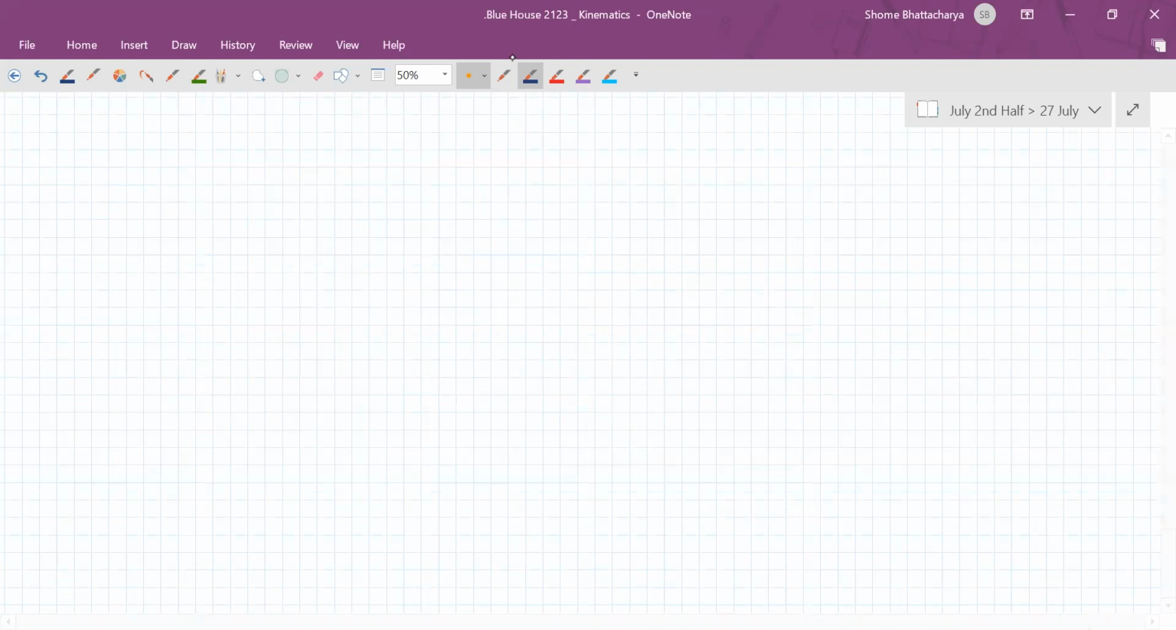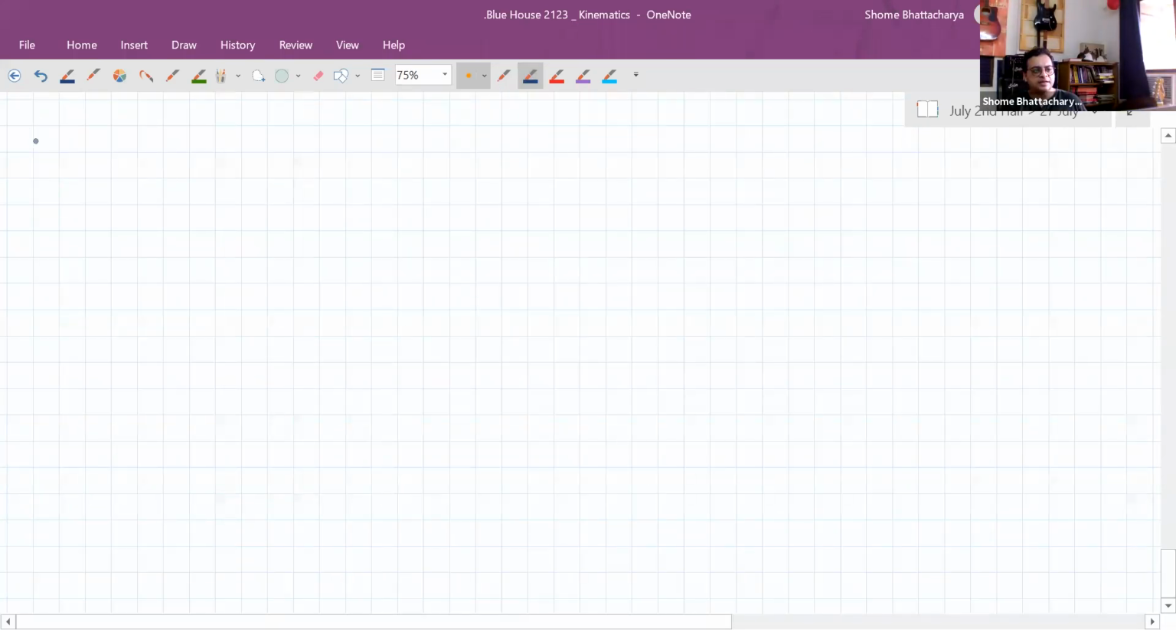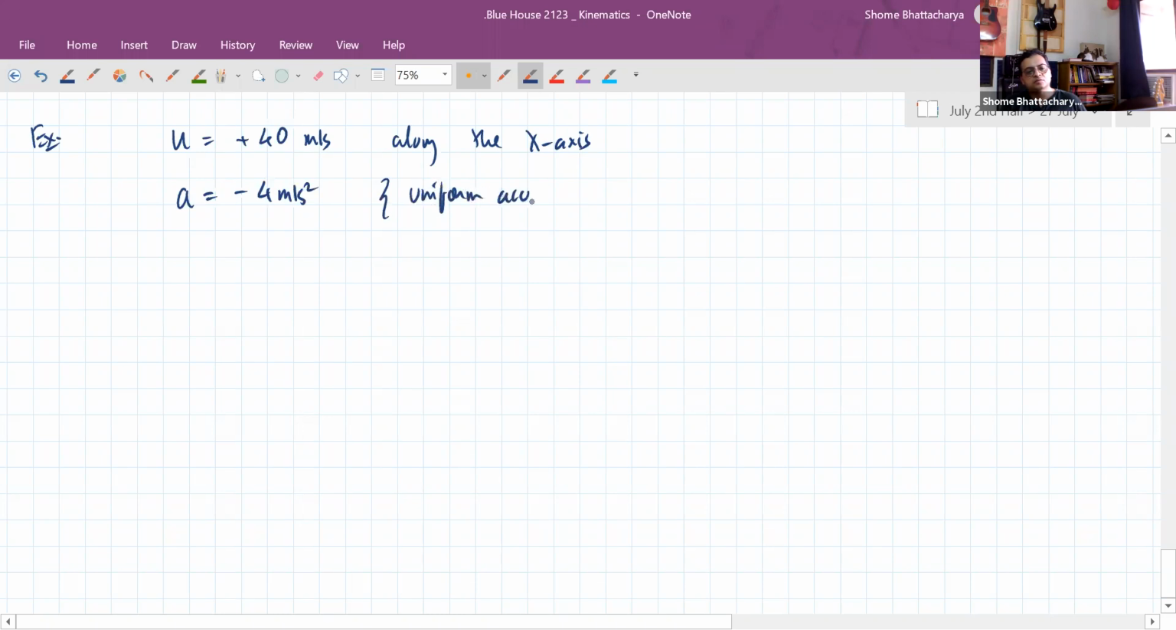Okay, now let's come to something a little bit more tricky. Let's come to an example where there is negative acceleration. So the initial velocity is, let's say, plus 40 meters per second along the x-axis, and the acceleration is minus 4 meters per second square. So it is a uniform acceleration along the negative x-axis, or you can say it's a uniform deceleration along the positive x-axis.